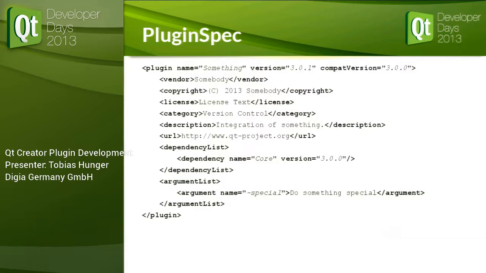Questions about it? Yes, back there? The version number given in the dependency list, is this the version number which is given in the first line, or the compat version? It's the compat version, actually. That's why we have the two version numbers there. That's a very good point, and I forgot to mention that. Thank you for bringing it up.